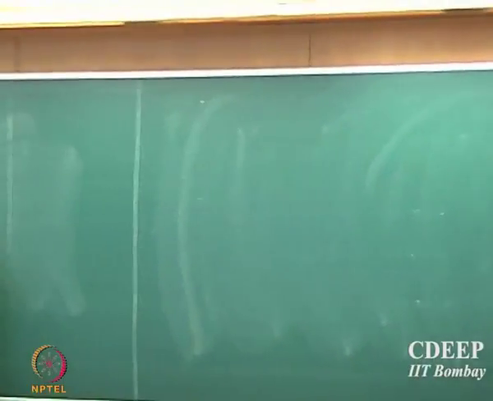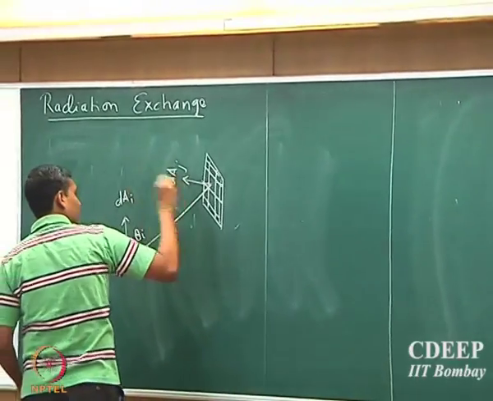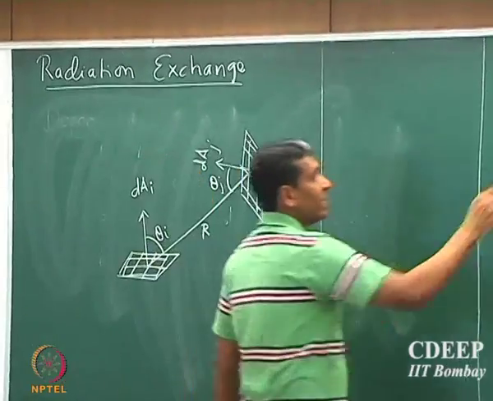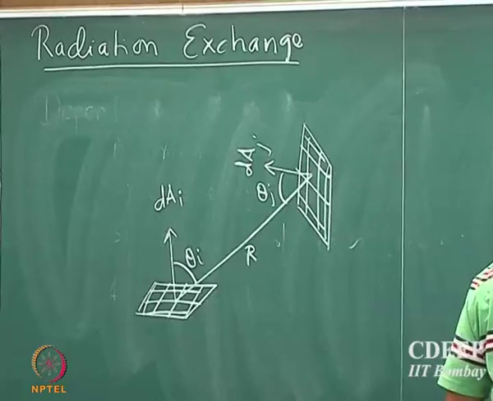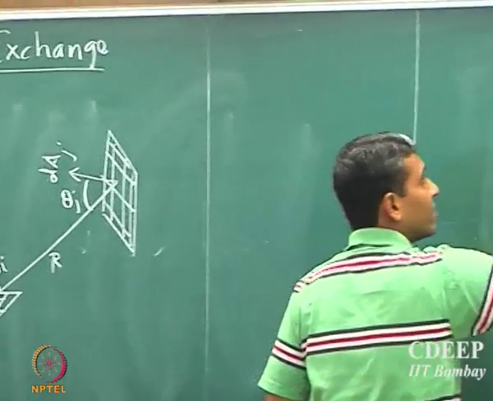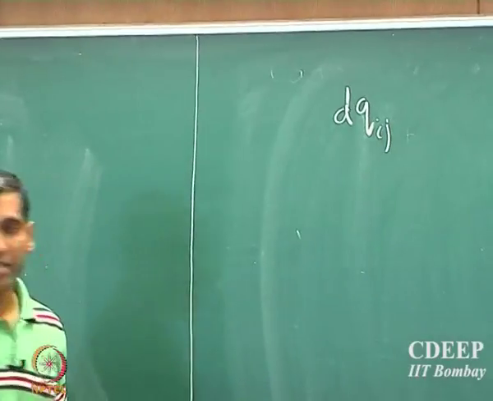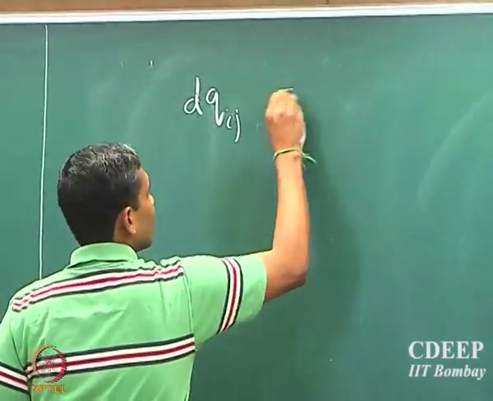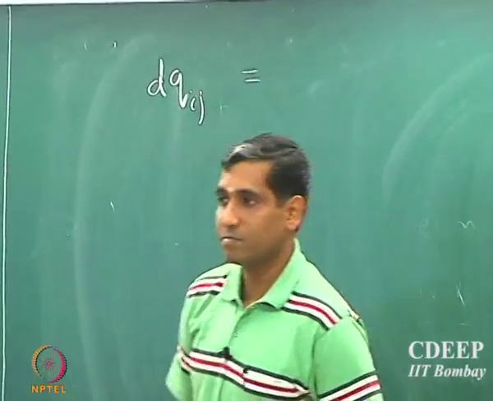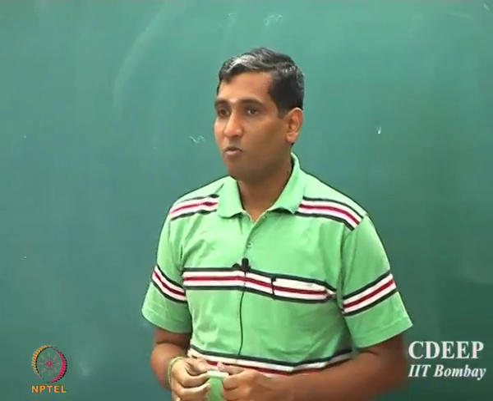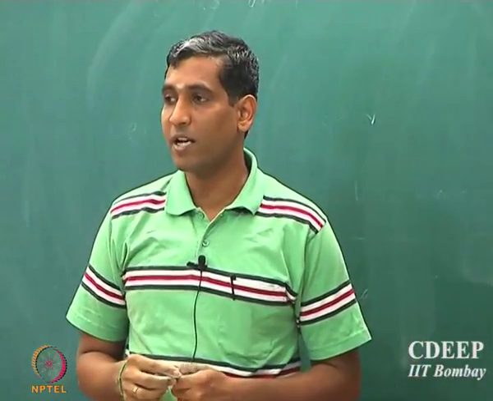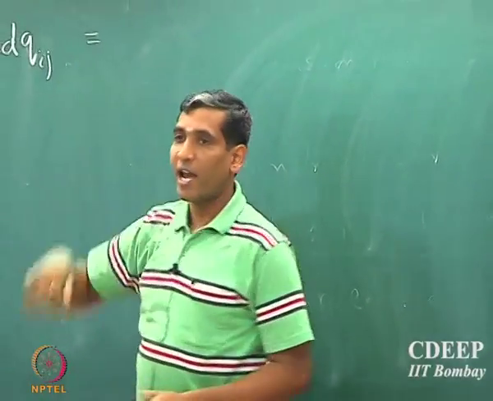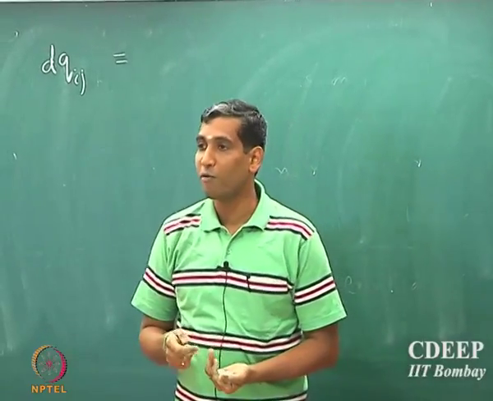So, supposing this angle is theta i and this angle is theta j, what is the radiation that is emitted by surface i and received by surface j? How do we find this?